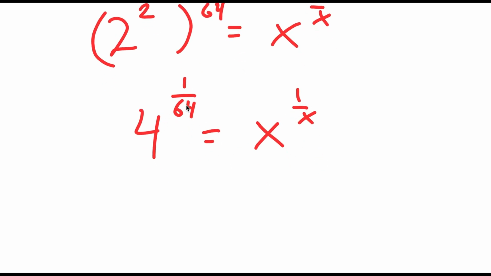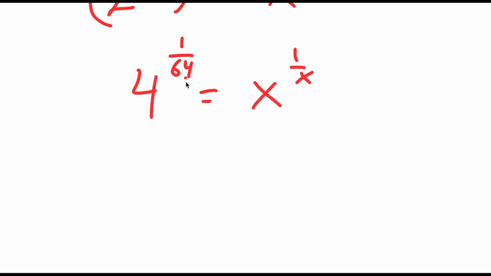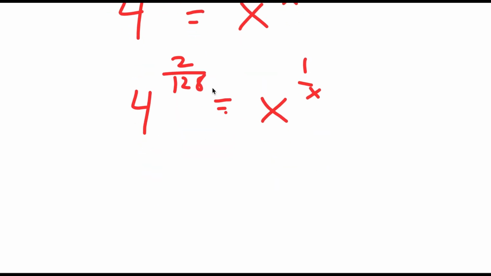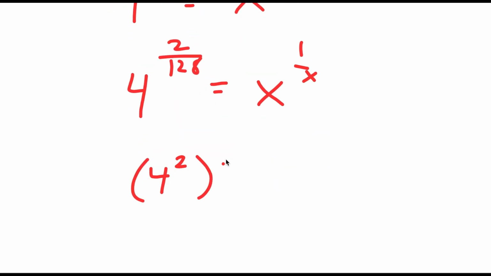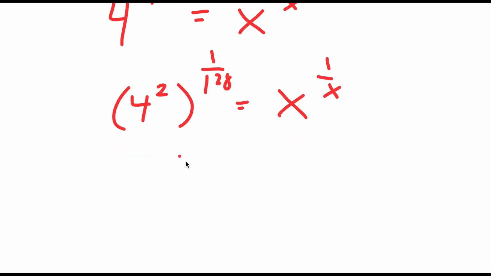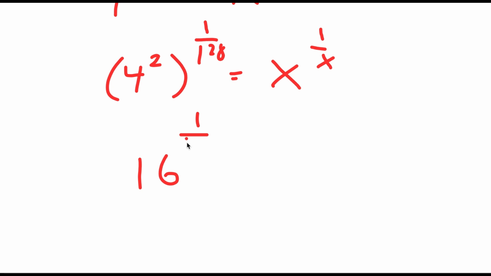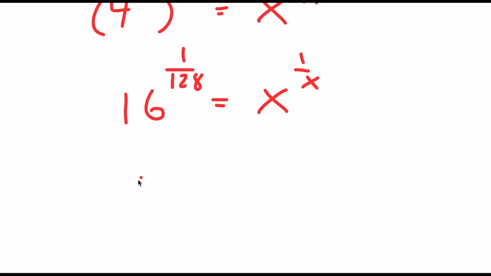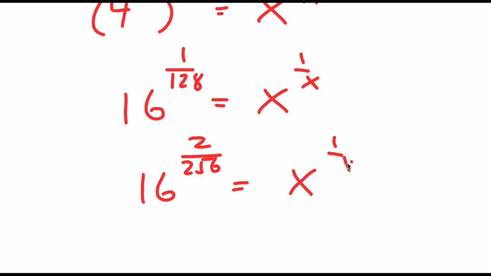Now, these two still aren't the same, but we're going to keep on repeating what we were just doing. So we're going to rewrite 1 over 64 as 2 over 128. And now I'm going to rewrite this as 4 to the power of 2 to the power of 1 over 128. So now I have 16 to the power of 1 over 128 is equal to x to the power of 1 over x. And I'm going to repeat that again. So I have 16 to the power of 2 over 256 is equal to x to the power of 1 over x.